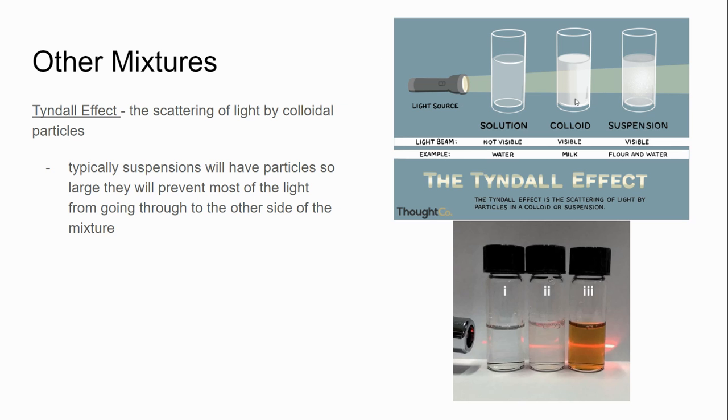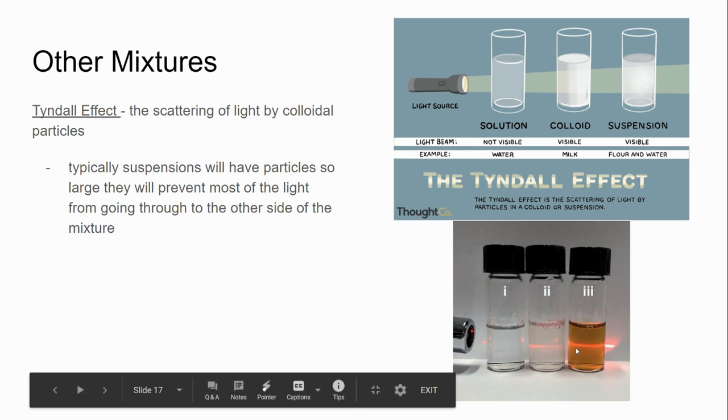Again here, solution, colloid, suspension. With the particles, you'll see that the light will scatter. You can actually see the beam of light. And then in a suspension, you can see the beam of light and you can see the little particles floating through it. Okay, this is an example right here. Solution, beam goes right through. Colloid, you can see the beam slightly, and then a suspension, you can see the beam very, very well, and it doesn't even really pass all the way through.